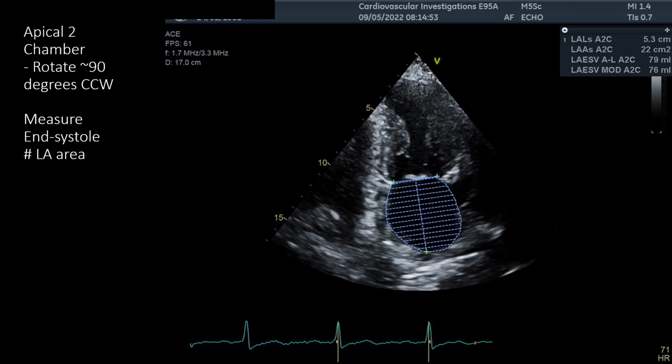We can measure the left atrial area again in the 2-chamber view, so that we have orthogonal views with the 4-chamber for measuring left atrial size accurately.